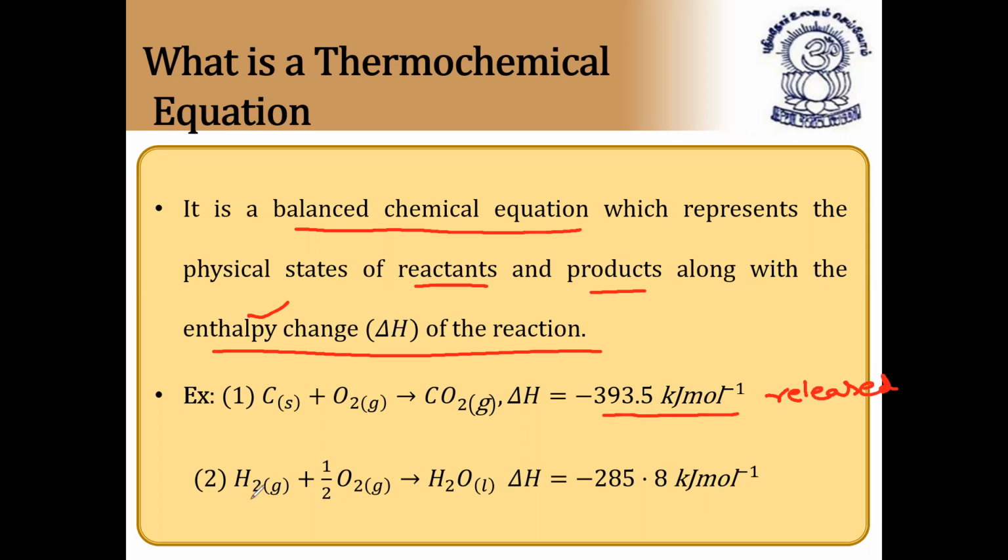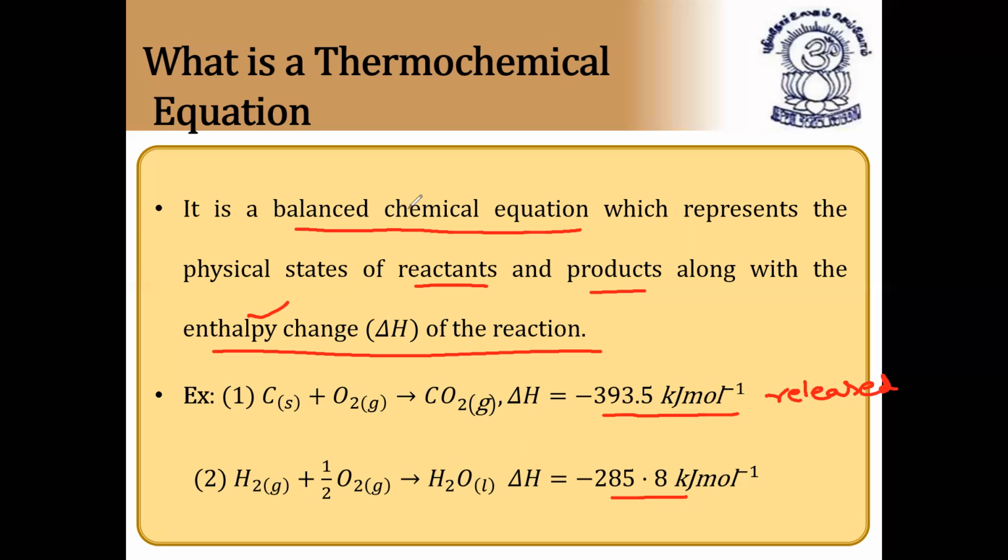Similarly, for the formation of water, when 1 mole of hydrogen combines with half mole of oxygen gas, it forms 1 mole of water, and delta H in this case is minus 285.8 kilojoules per mole. This is called a thermochemical equation. It is accompanied by the enthalpy change. The physical states here are carbon solid, oxygen gas, carbon dioxide gas; similarly hydrogen gas, oxygen gas, and water liquid.